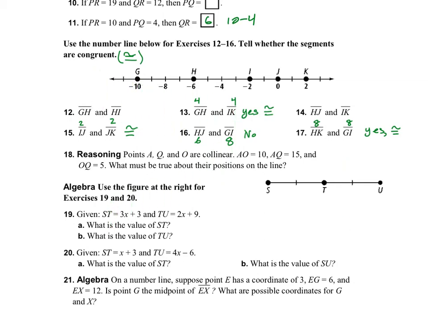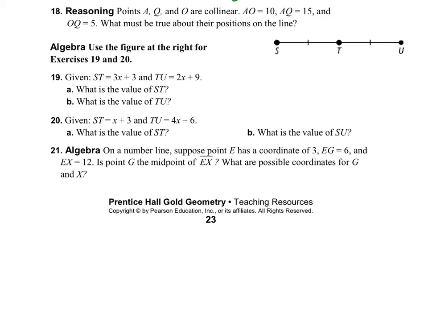Okay. Now I'm going to go to number 19. I have ST. ST is 3x plus 3. TU is 2x plus 9.